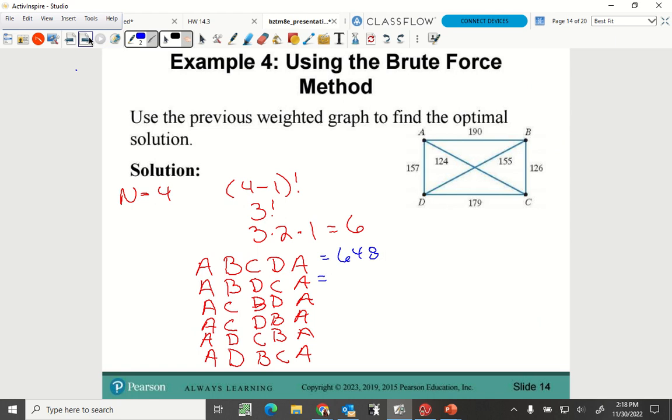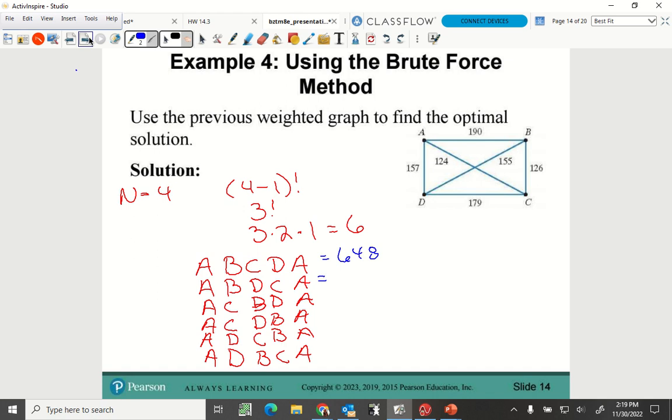Yeah, this one. We're doing this right now. We listed all the possibles, and now we're calculating. Well, when did you get 648? That was from the previous problem, before we took a break.